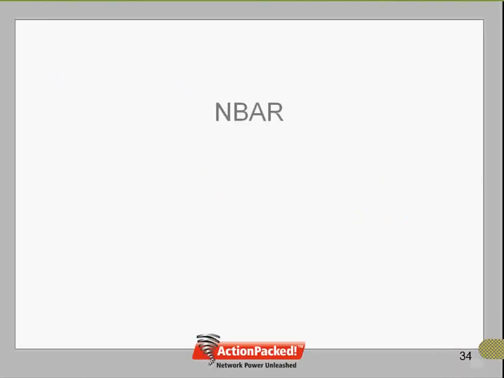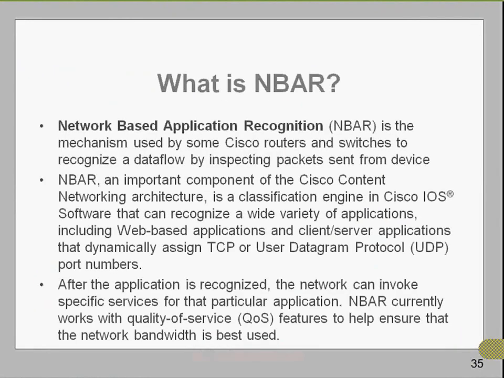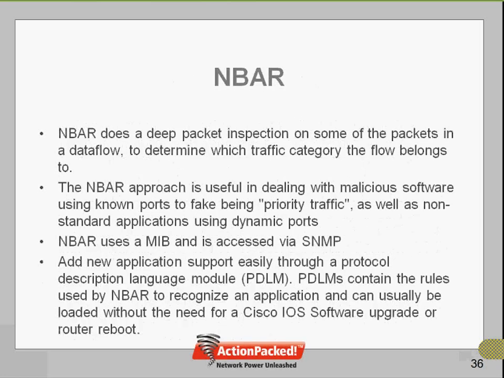Last is NBAR. I didn't really mention it at the beginning of the presentation, but I decided to add it because network-based application recognition is a mechanism used by Cisco routers and switches to inspect deep packets and be able to identify applications. This is very important because we can see web-based applications and client-server applications that dynamically assign TCP or user datagram port numbers. After the application is recognized, then using quality of service, we can classify that data into the network class best suited for the data.